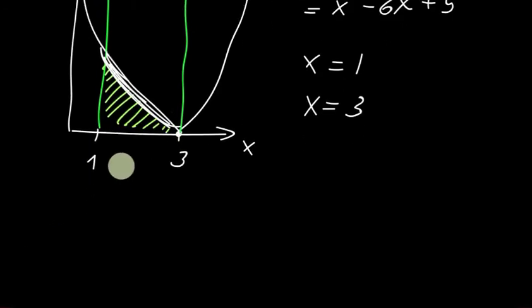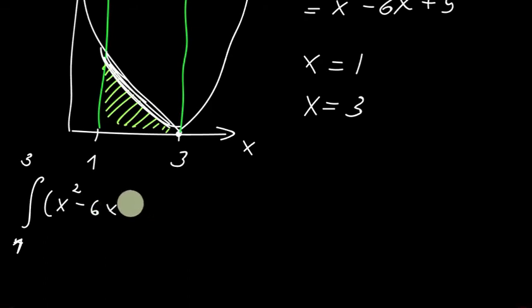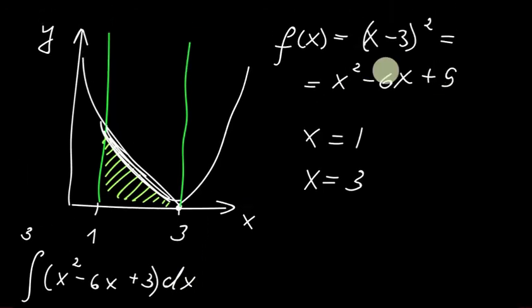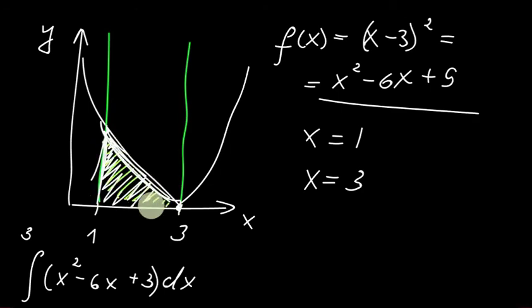Okay, so how to do that? Now we need to calculate a definite integral from 1 to 3 of a function. The function is x squared minus 6x plus 9 dx. So we are calculating an area under the curve of this graph from 1 here to 3 here, and this is that area.